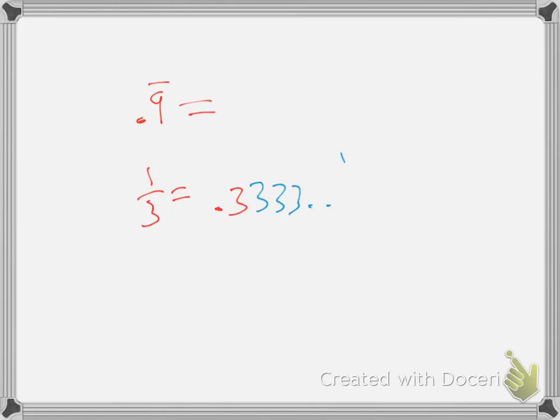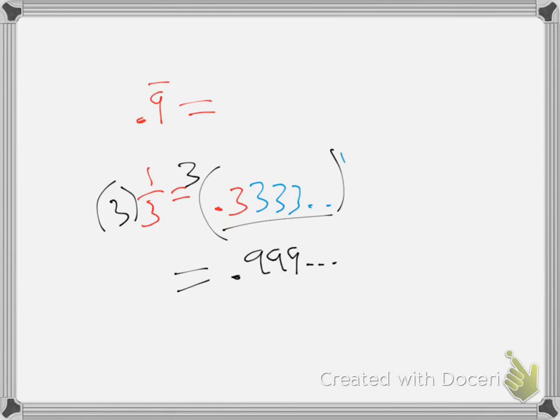Okay? So I'm going to show you one more proof that it really is 1. If I take this true equality, 1/3 exactly equals 0.3 forever, and I multiply both sides by 3, what is 3 times 0.3 forever? 0.9 forever, right? And what is 3 times 1/3? 1. So 0.9 forever is exactly 1.